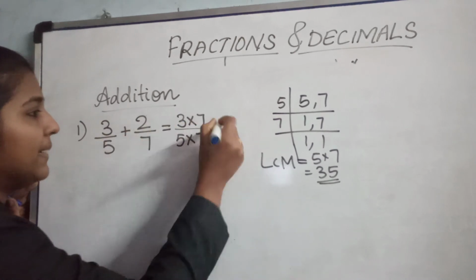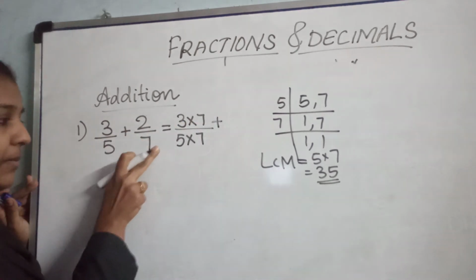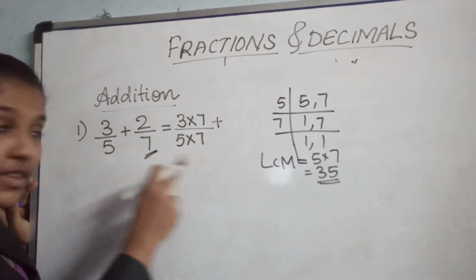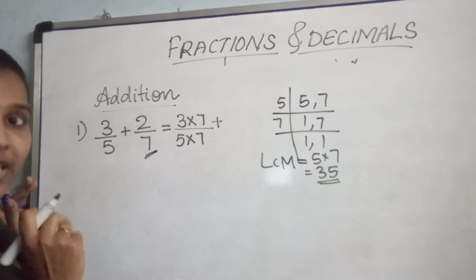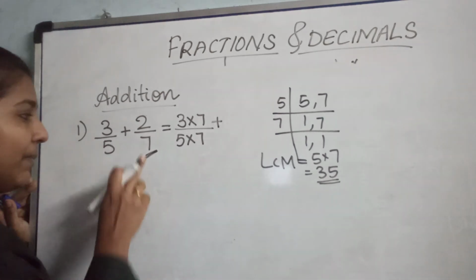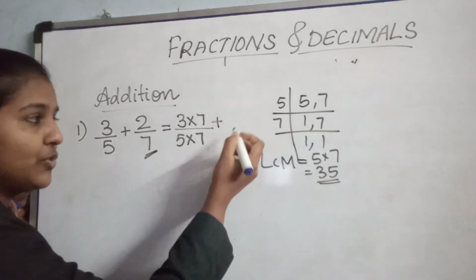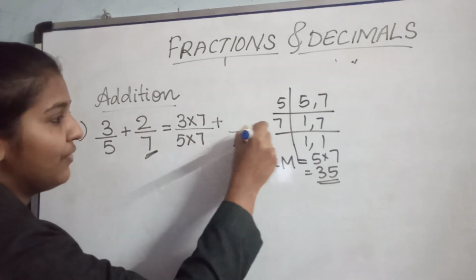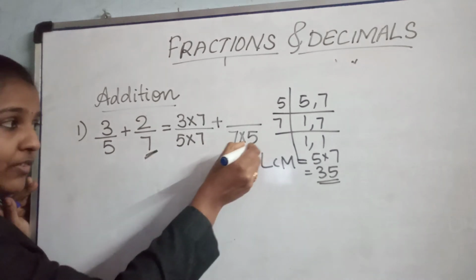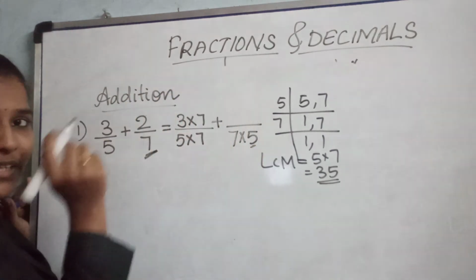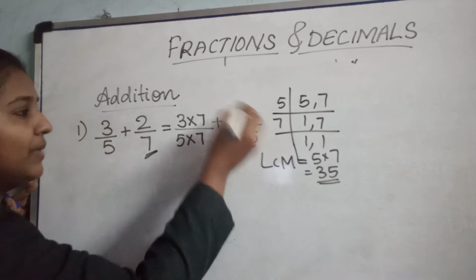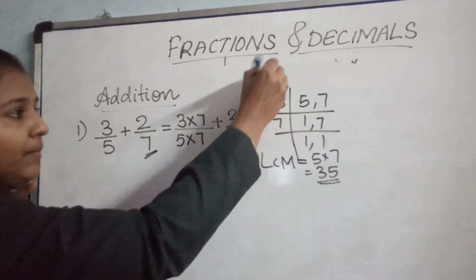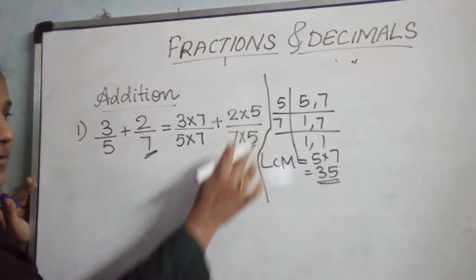Now put the plus symbol again. Now tell me children, which number we have to multiply with 7 to get 35? Yes, 5. We can multiply 5 with 7 to get 35. So you multiply 7 with 5 and the same 5 you should multiply with the numerator also. Okay, don't forget that. You multiply the same 5 with the numerator. Okay, so this part is over.